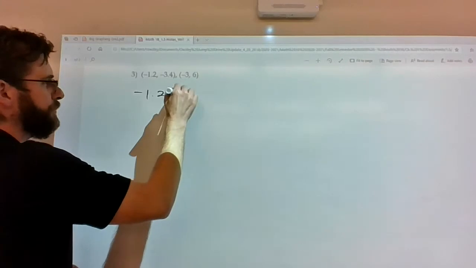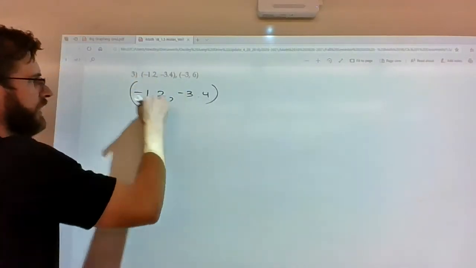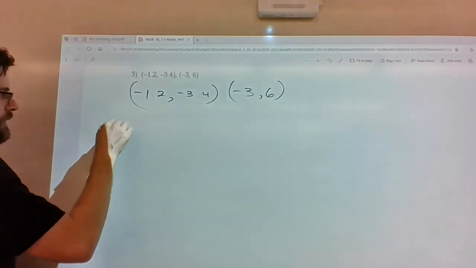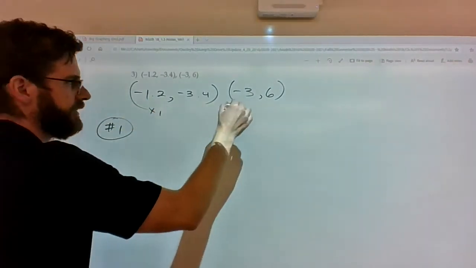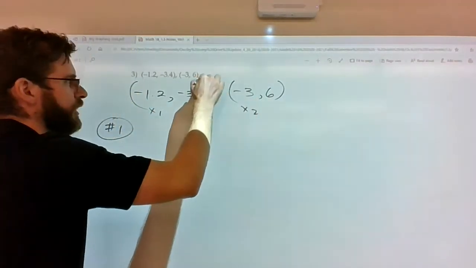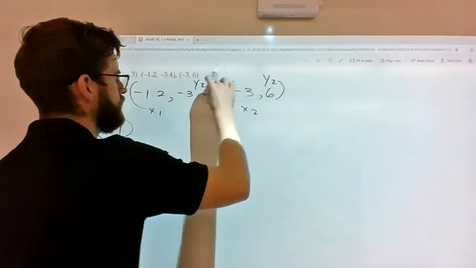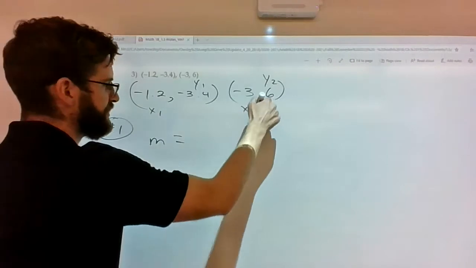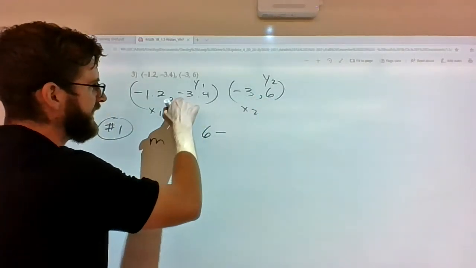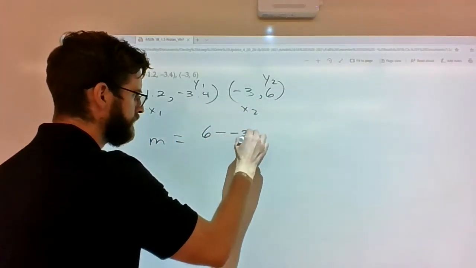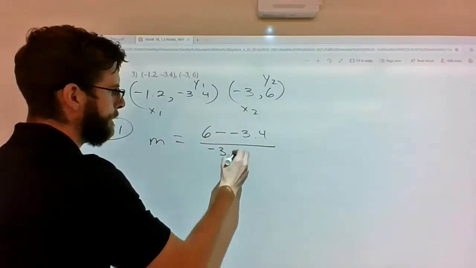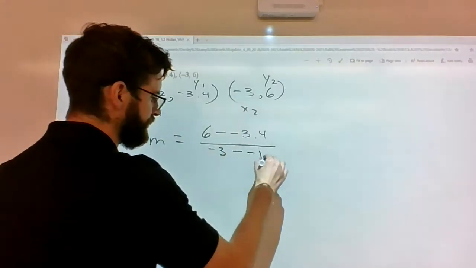All right, you got negative 1.2, negative 3.4, and negative 3 comma 6. Yeah, on step 1, you are going to subtract your y's on top. So it's 6 minus negative 3.4. And you're going to divide that by negative 3 minus negative 1.2.